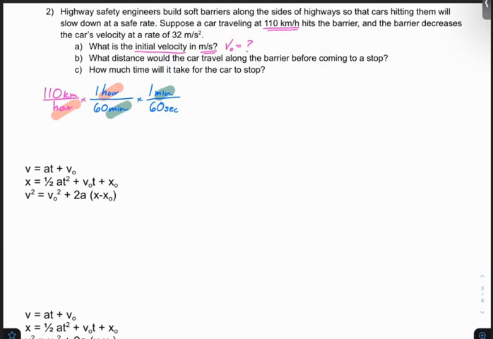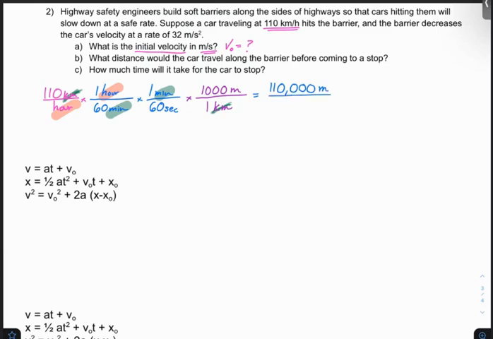Now let's go ahead and deal with those kilometers. The way that we're going to deal with that is we know that 1,000 meters is equal to 1 kilometer. Because I have kilometers on the top, I need 1 kilometer on the bottom. So 1,000 meters is equal to 1 kilometer, and that will get those kilometers to cancel out. Then all I need to do is multiply across. So I'm going to get 110,000 on the top, and all the units have canceled out except for meters.